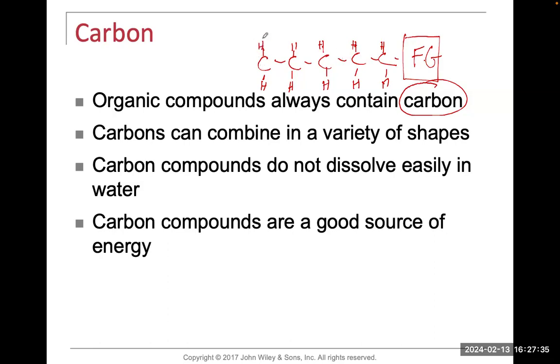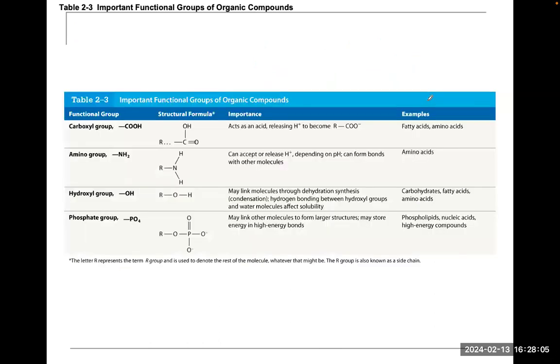Okay. So it's always going to contain carbons. The carbons can combine in a variety of shapes. The carbon compounds do not dissolve easily in water. And carbon compounds are a good source of energy. And that's why we can get energy from proteins, carbs, and fats, right? Because in all of these, they're going to contain carbons.